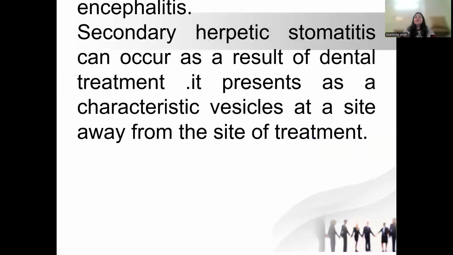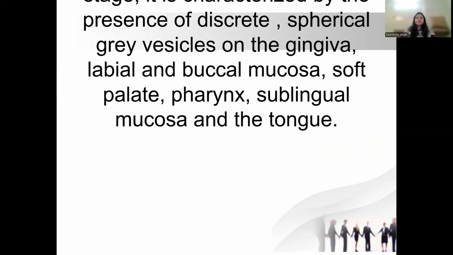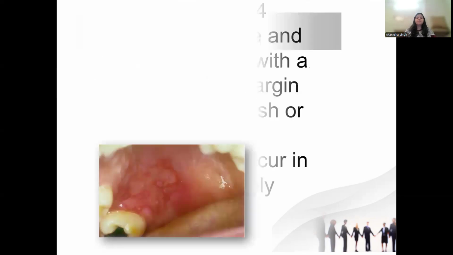Then secondary herpetic stomatitis can occur as a result of dental treatment. It presents as a characteristic vesicle at a site away from the site of treatment. So when we talk about how it appears, it looks like discrete spherical gray vesicles of the gingiva present in the labial and the buccal mucosa, and can also be seen on the soft palate, pharynx, sublingual mucosa, and the tongue. But it has a whole lot of difference with the ulcerations, or what you call aphthous ulcer.